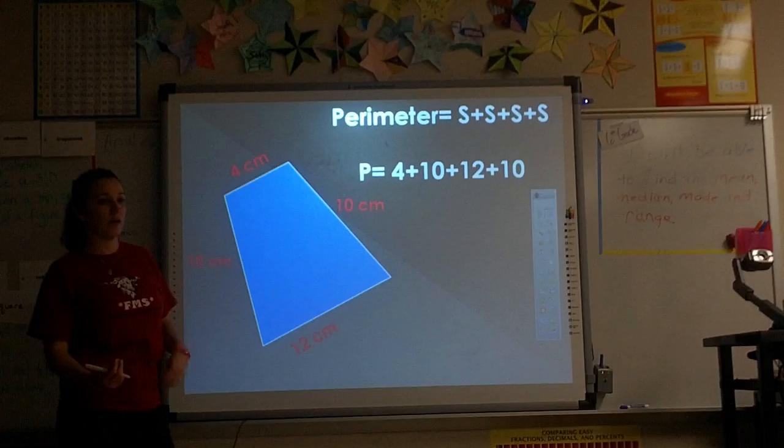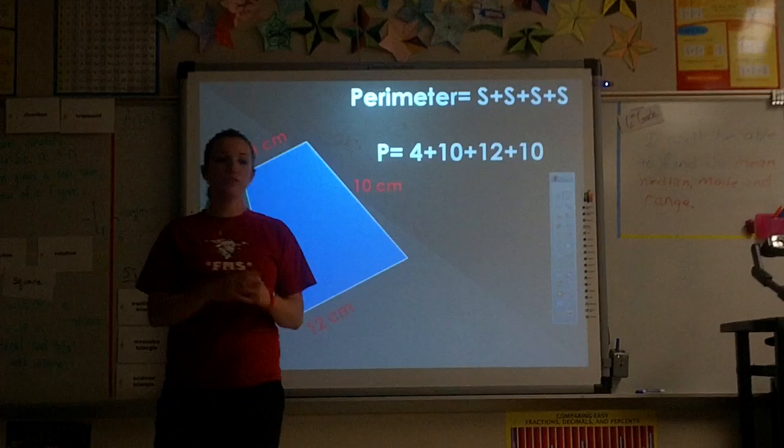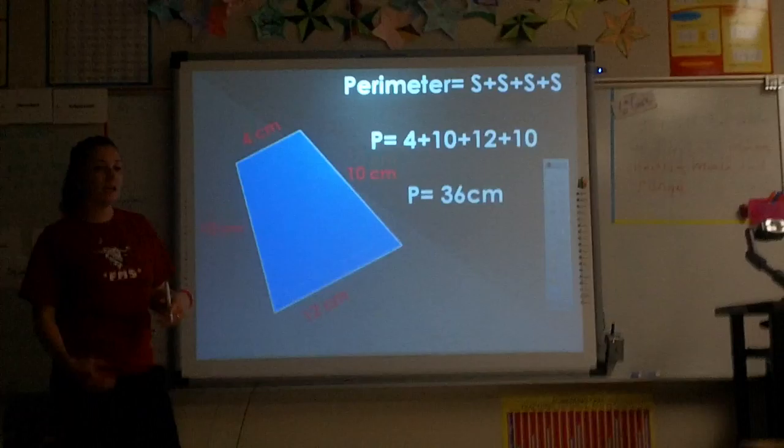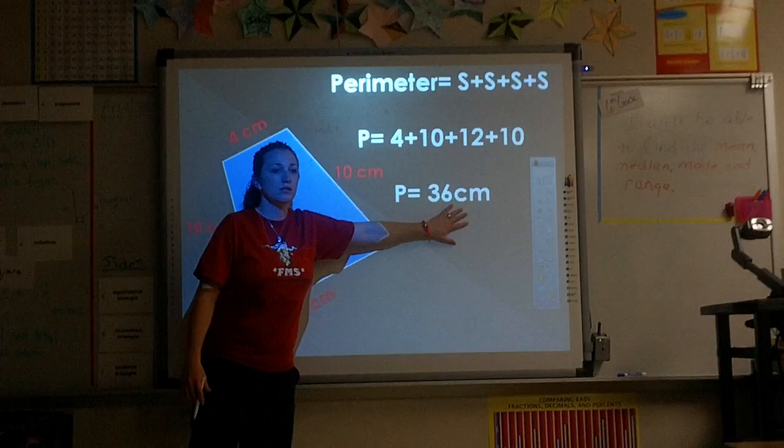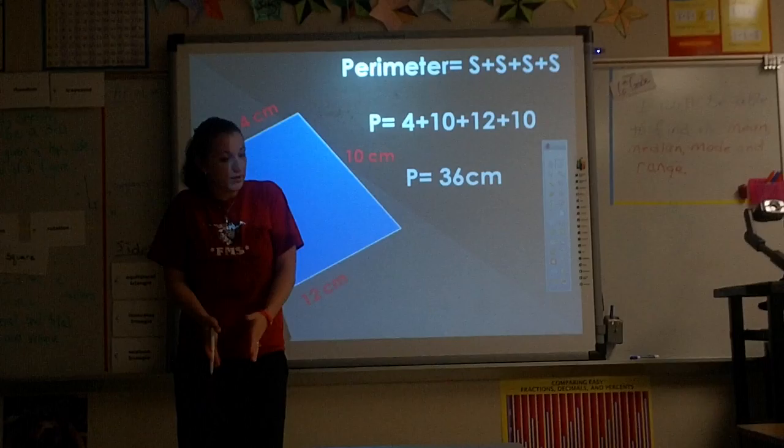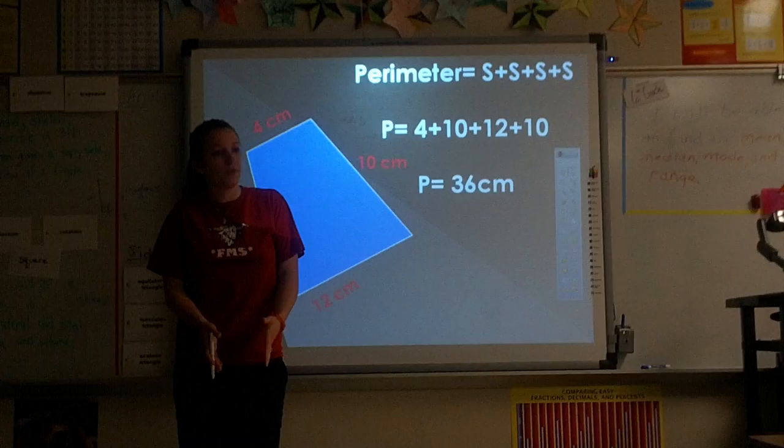Good, writing the formula down, which we've already done. Next step, Jake. Good, we're going to write it down. P equals, okay, go ahead and read it to me. P equals 4 plus 10 plus 12 plus 10. Very good job. Okay, now, if you guys want to use the calculators that I put on the corners of your desk, go ahead and do that. Great, and what is our answer? P equals, all together, 36 centimeters.